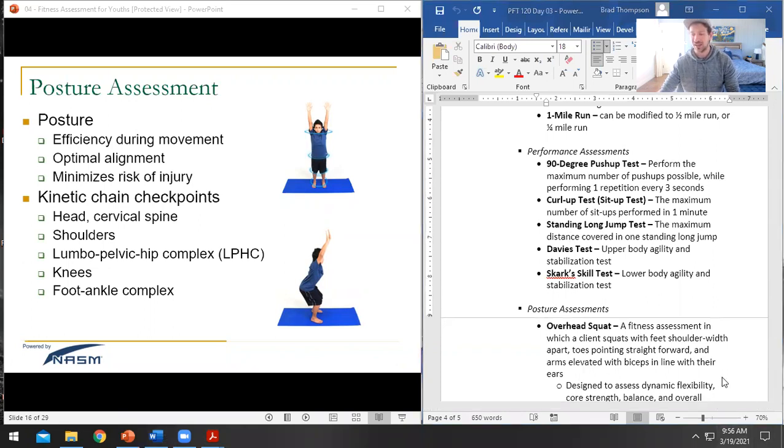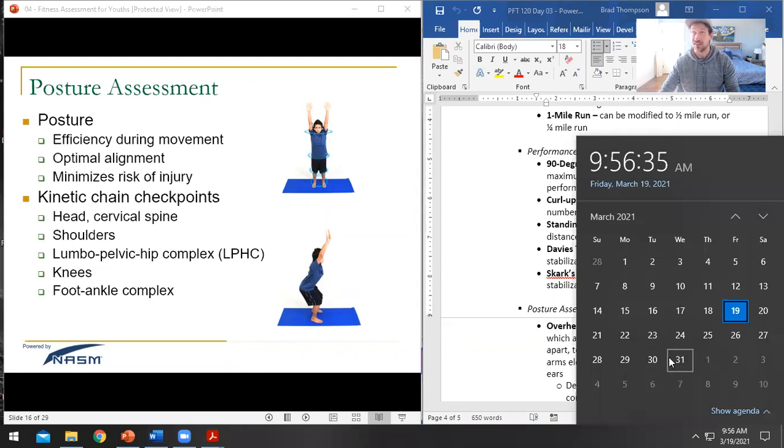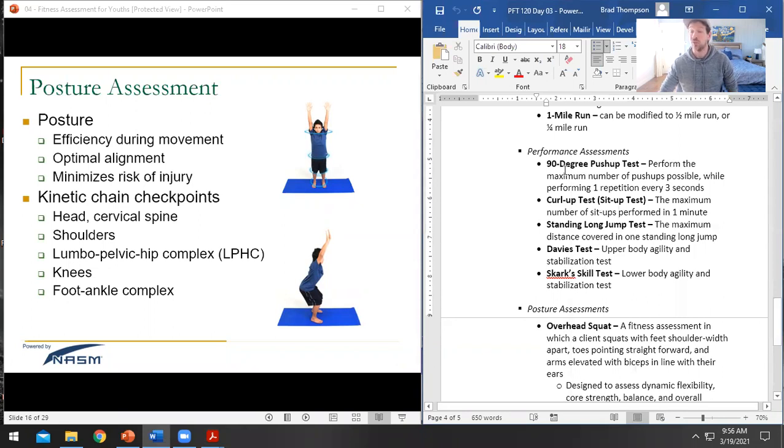When we meet next week, on Tuesday, right? We'll meet on Tuesday the 30th. We'll do some of these assessments just for fun. We'll have like a little class competition. It'll be a good time.